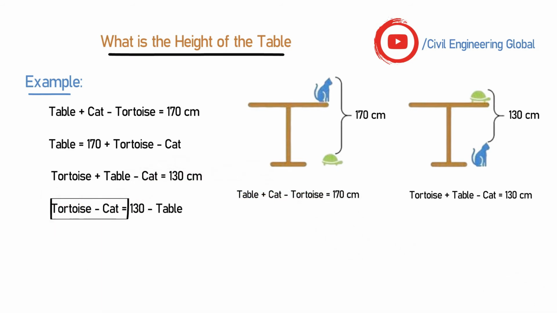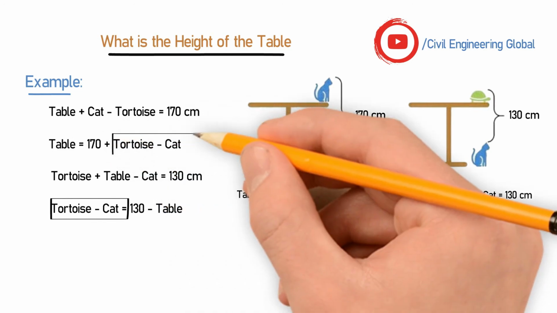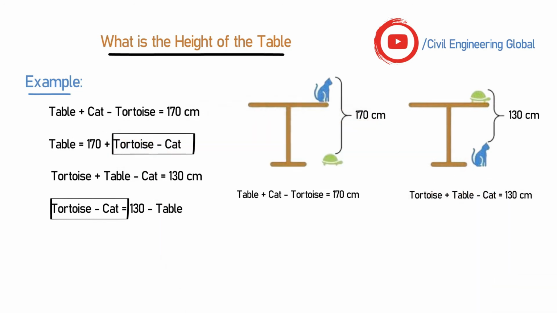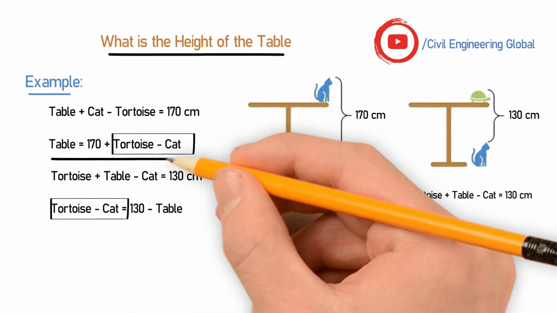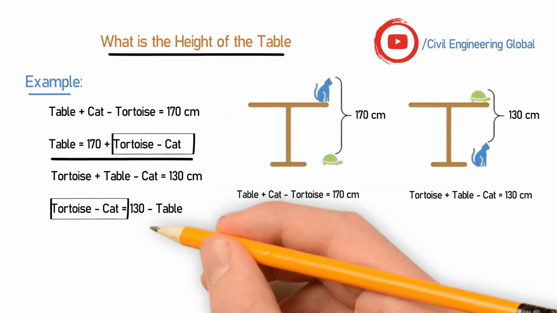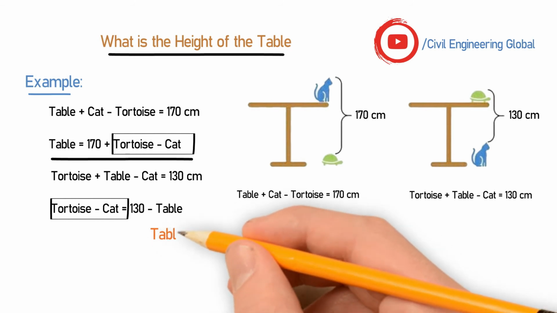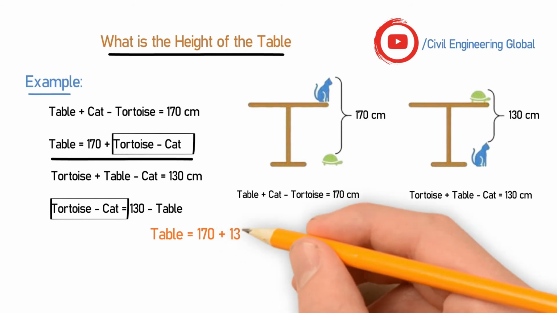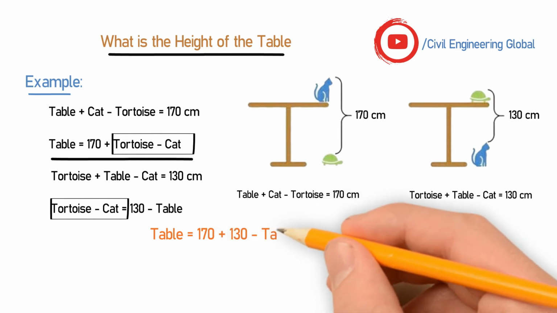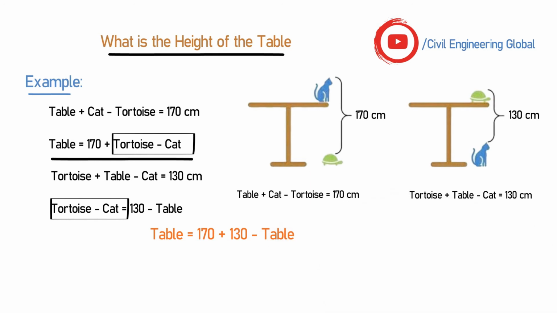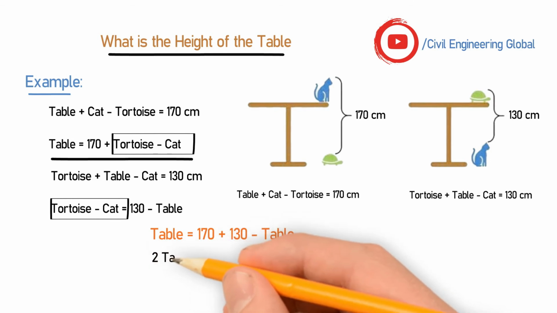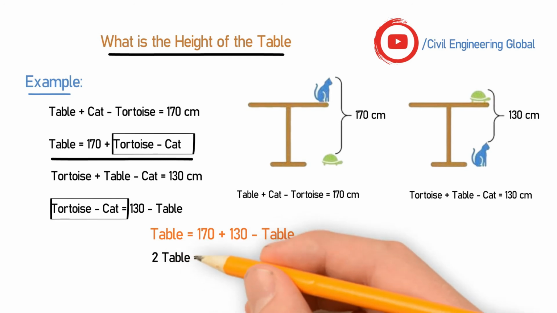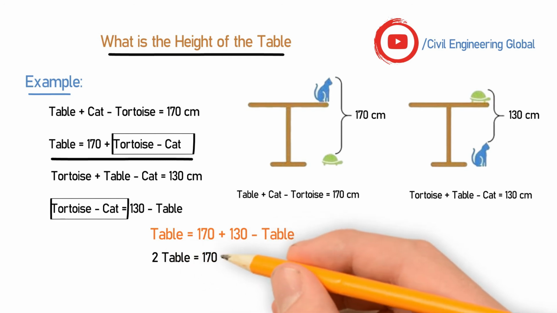Let's put that value into the first equation we got. After putting the data, this will become table is equal to 170 plus 130 minus table. So let's shift the table to the other side. This will become 2 table is equal to 170 plus 130.